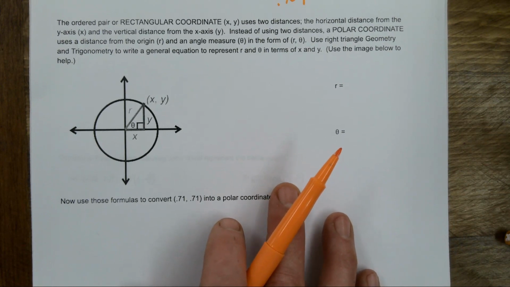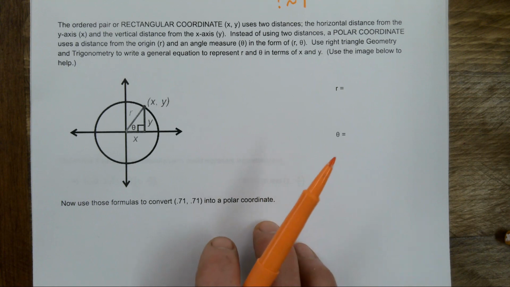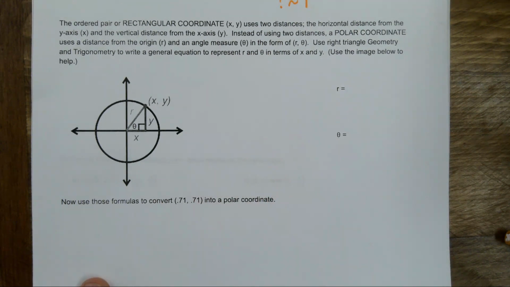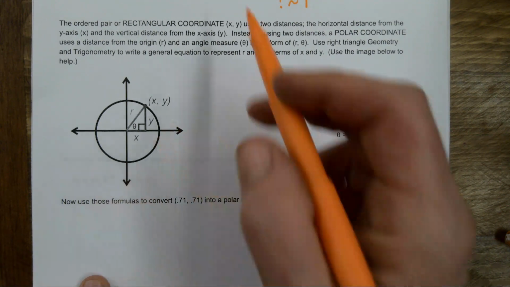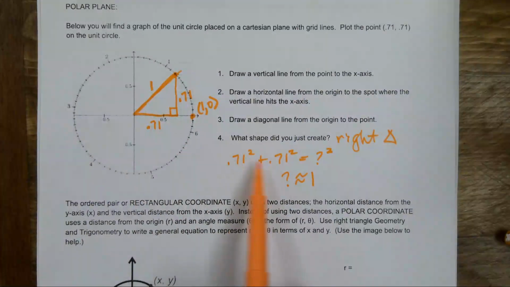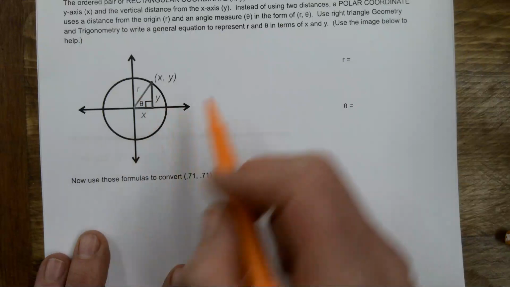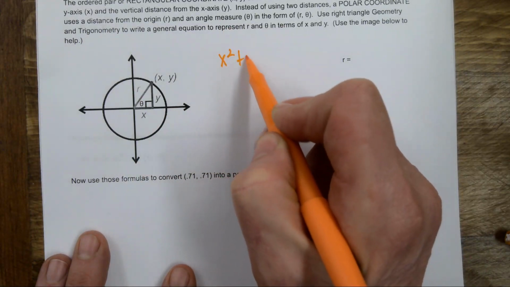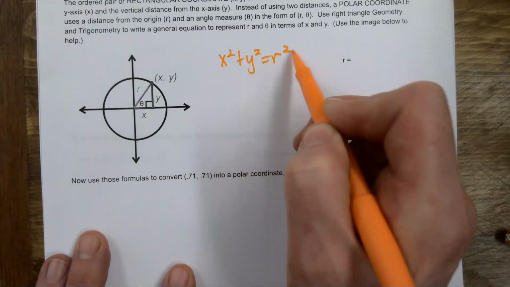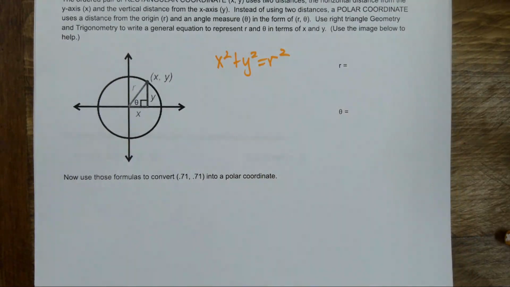how can I find r? I can find it the same way that I found the hypotenuse in that other triangle. If I wasn't going to estimate, or if I didn't see it, I can just pull out the Pythagorean theorem. And so what I would plug in is x squared plus y squared equals r squared. But I don't want r squared, I want r. How do I get r alone?